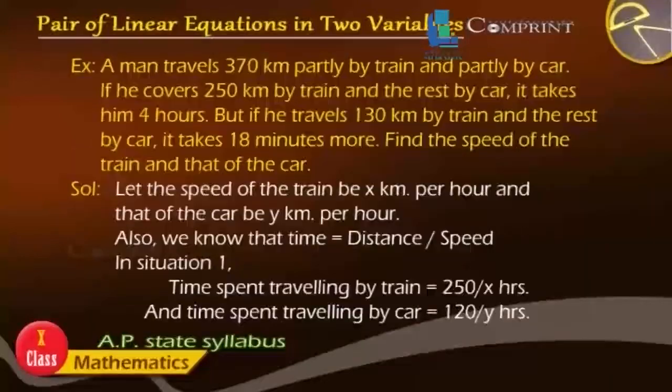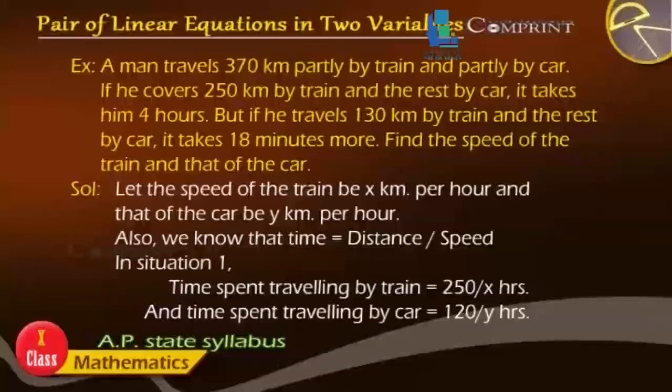Example: a man travels 370 kilometers partly by train and partly by car. If he covers 250 kilometers by train and the rest by car, it takes him 4 hours. But if he travels 130 kilometers by train and the rest by car, it takes 18 minutes more. Find the speed of the train and that of the car.